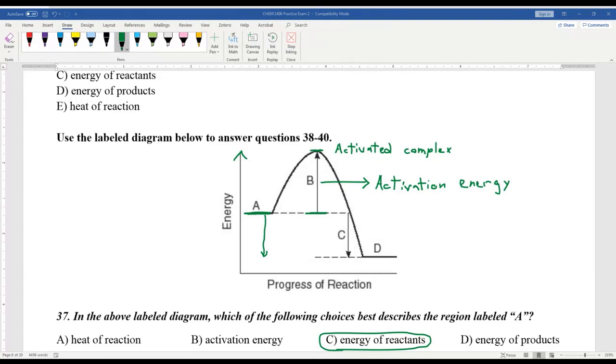Does that make sense? Yeah, there's a lot of background noise. All right, that's better. All right, so activation energy.